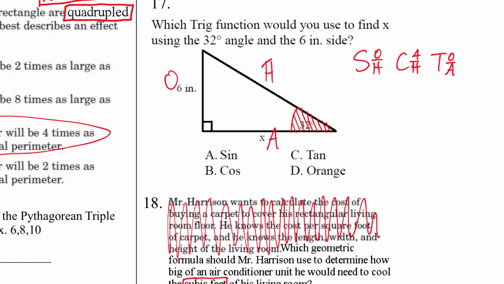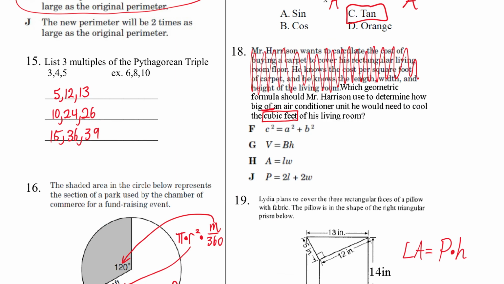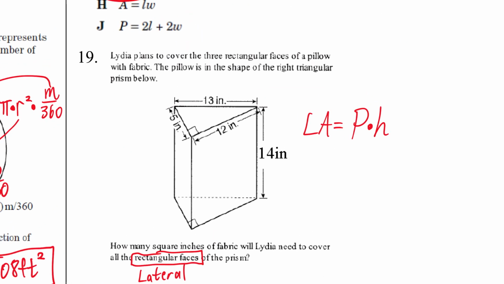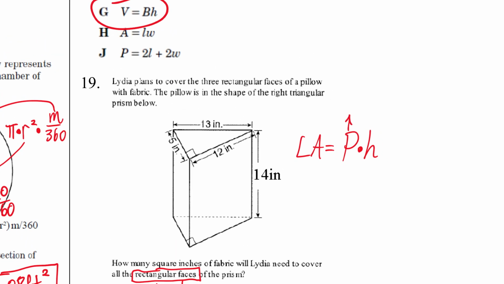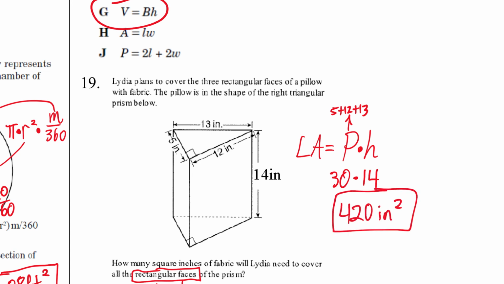Okay, on this one, you don't need the h, so you need the O and A, which is tangent. Okay, on this one, it says cubic feet. That's the key word right there. That's talking about volume. And then on number 19, the perimeter of the base is going to be 5 plus 12 plus 13, which is going to be 30 times the height of 14. And when you multiply those, you should get 420 square inches.